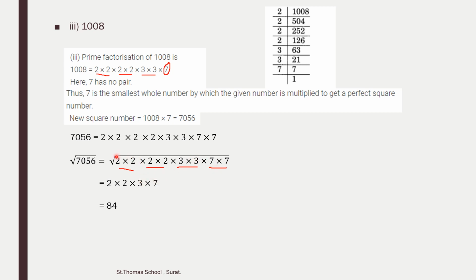Clear, children? Here 2 times 2, so you have to write outside the square root only 1 time. Like this you have to write all the numbers. So again 2, then 3, then 7. 2 2s are 4, 4 3s are 12, 12 7s are 84. So what is the square root of 7056? 84.